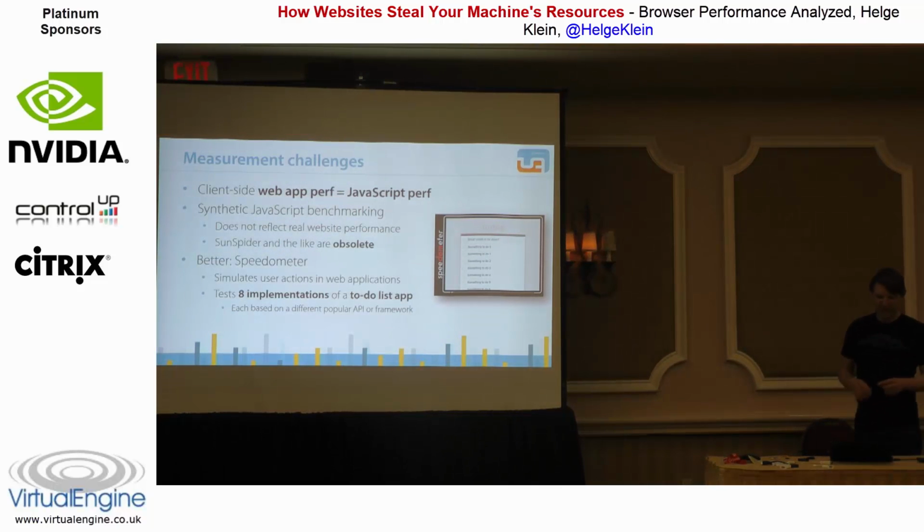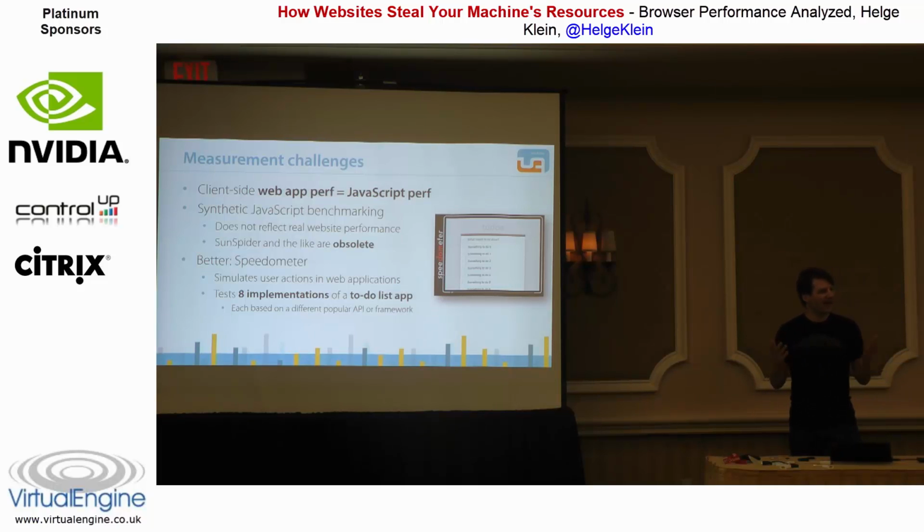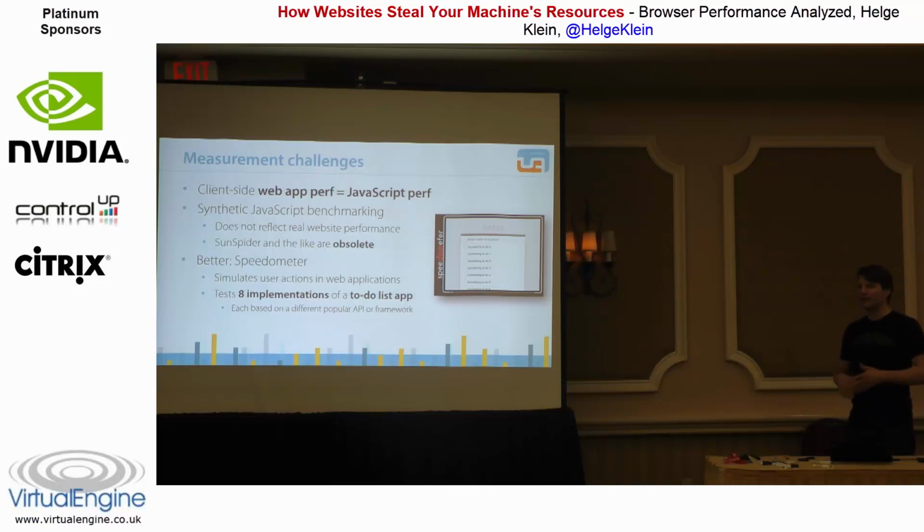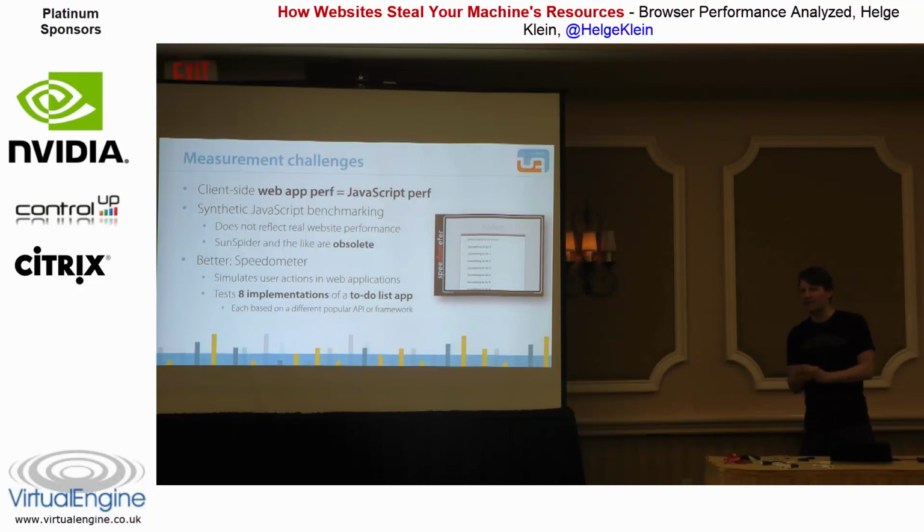Okay, now JavaScript performance. Some of you may have known the term SunSpider. That is a very popular JavaScript benchmark. It has been around for a certain number of years now, and it's totally obsolete. It doesn't reflect real web app performance anymore. It's just a synthetic benchmark that basically says nothing about your browser's performance. So don't use that or other obsolete benchmarks anymore.